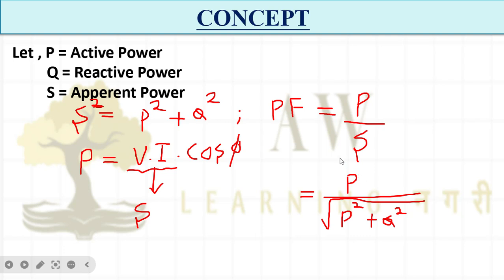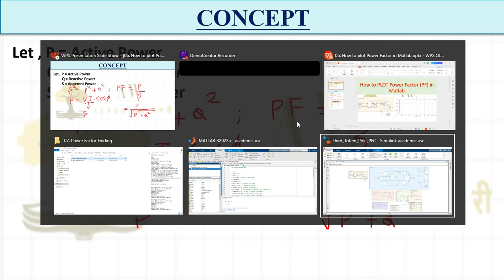I will take my Vi from the reference and then I will use it. I will quickly take you through the Matlab window and demonstrate the things. I hope this concept is clear to you.